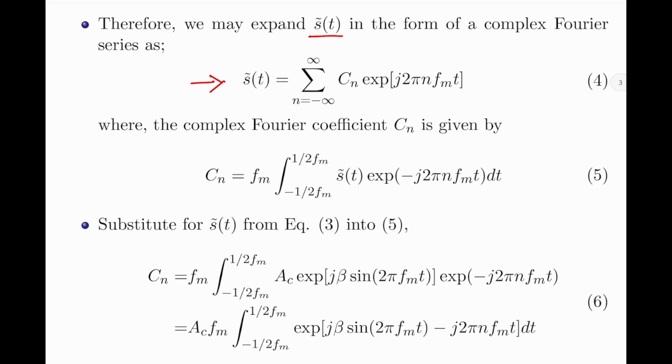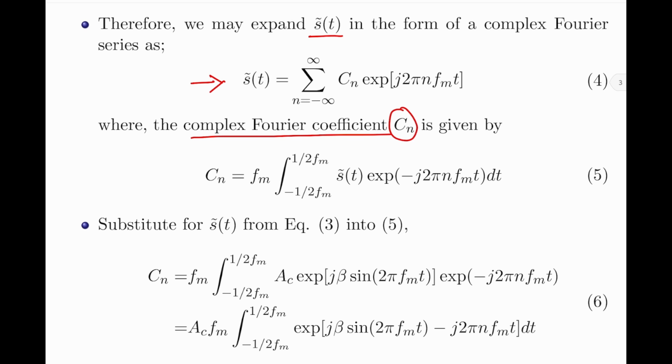The expansion itself is given by S tilde of t equals summation n varying from minus infinity to plus infinity Cn into exponential of plus j 2 pi n fmt, where the complex Fourier coefficient Cn is given by the formula Cn equals Fm integral minus 1 by 2 Fm to plus 1 by 2 Fm S tilde of t into exponential of minus j 2 pi n fmt dt.